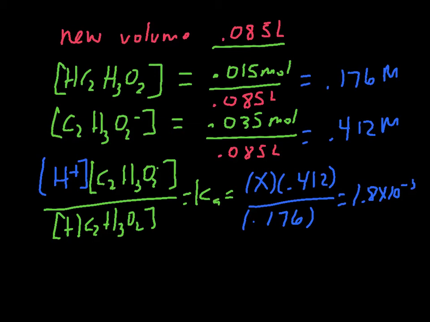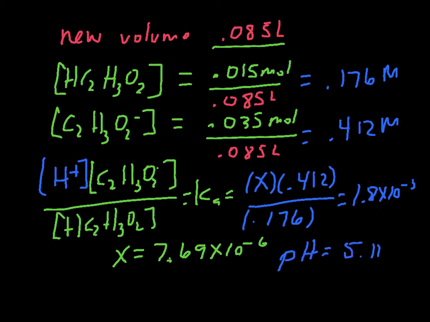To make a long story short, X is going to be equal to 7.69 times 10 to the minus 6. I go through all my contortions and I end up with the pH being equal to 5.11. All right? I finally got there. So that's a little bit more involved. Now, we're going to go to the equivalence point installment on this whole thing.